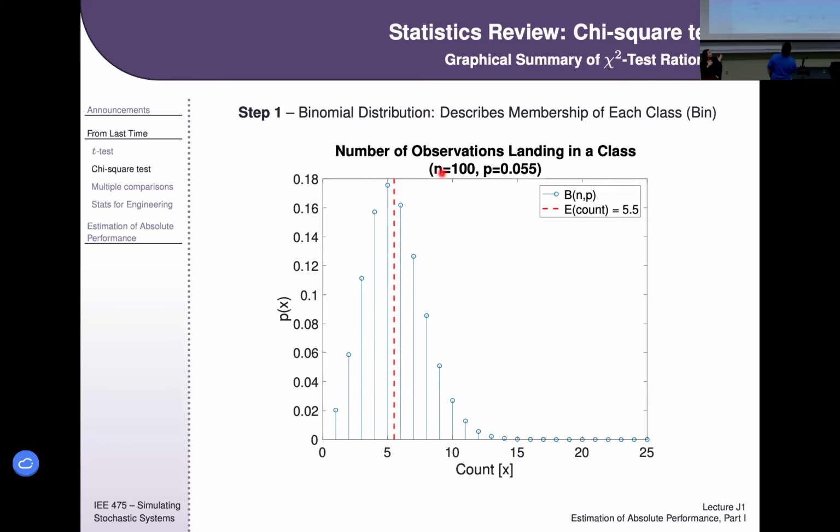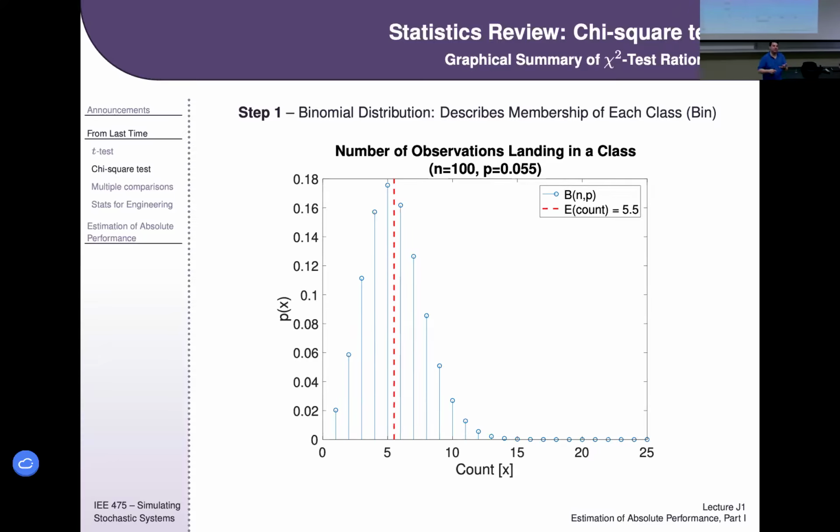up here, we've got this number of observations landing. Imagine that's landing in bin 1. The expected count here is 5.5. Well, that's just saying that this probability, which is 5.5% times 100 trials, means that on average, I get 5.5 in this bin. Well, that means sometimes I get none in the bin. Sometimes I get a lot more in the bin. But that's our binomial distribution. This is the sort of exact test that we would use instead of the chi-squared test.